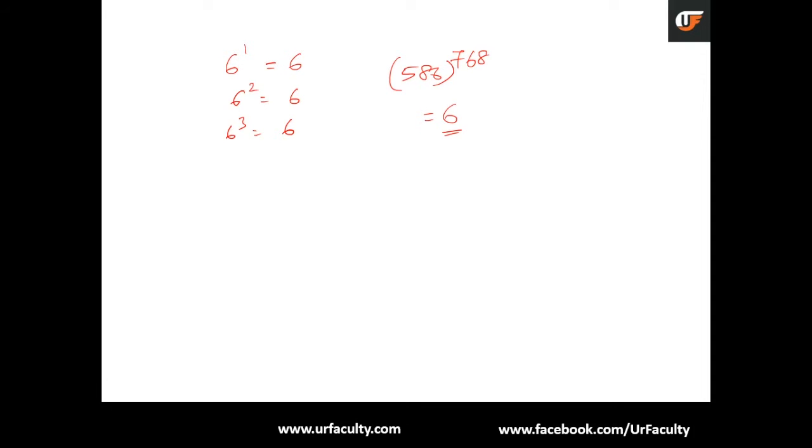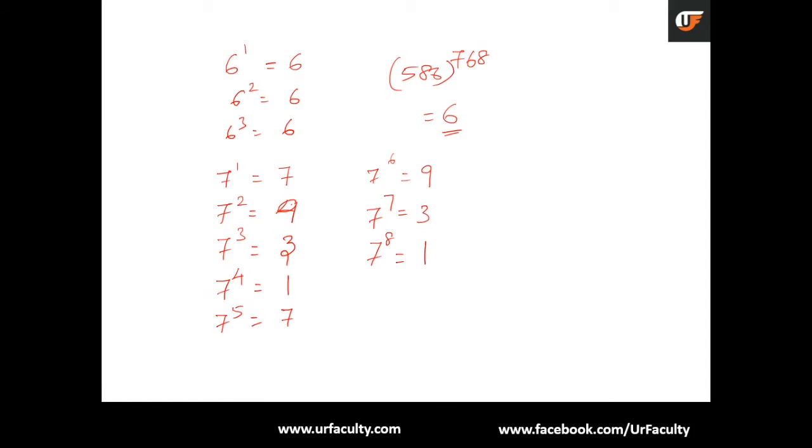Now, let's move on to 7. 7 to the power of 1 is 7. Power 2 is equal to 49, so I'll just put 9. 7 cube, 9 sevens are 63. So 3. 7 to the power of 4, 1. Power of 5, 7. 7 to the power of 6, 9. Power of 7, 3. 7 to the power of 8, 1.